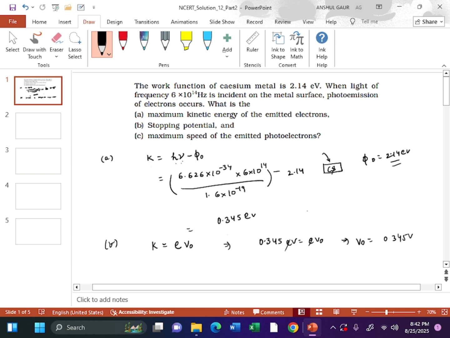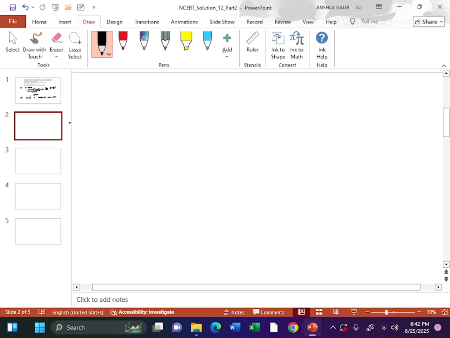Now the next part. In the next part, we have to calculate the maximum speed of the photoelectrons. We know the relationship between the kinetic energy and the speed, which is K = ½mv². The kinetic energy we have calculated in the earlier part. So from this expression, v² is given by 2K/m, or we can say that v is equal to the square root of 2K/m. Now putting the respective values here, square root of 2 multiplied by 0.345, this is the kinetic energy which we have calculated, in electron volts.